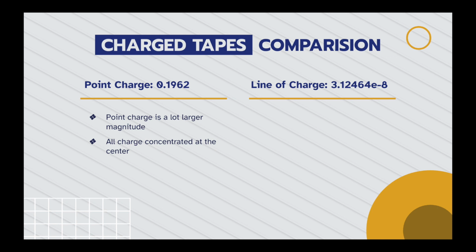The point charge is a lot larger in magnitude because all of the charge on the pieces of tape was focused in the center, with none of the charge diminishing as it got further away and the radius increased. The line of charge takes this matter into account, and so the magnitude is a lot lower because as you go farther away, the electrical force diminishes.